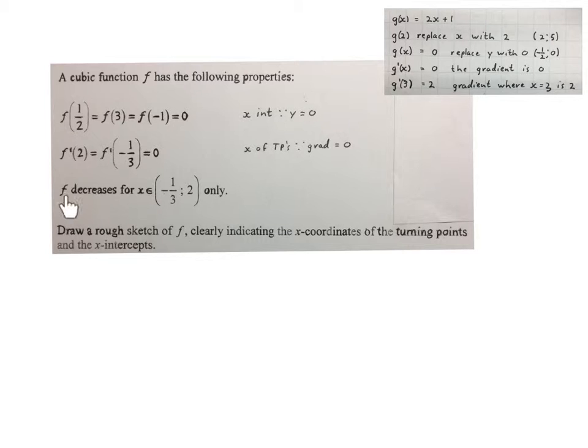Then it also says f of x is decreasing in the interval from where x is minus a third up to 2, excluding them. And then they said, draw a rough sketch of f, clearly indicating the x-coordinates of the turning points and the x-intercepts. So on your final sketch, you'll have a lot of x values, but the y values are not seen as important to them.